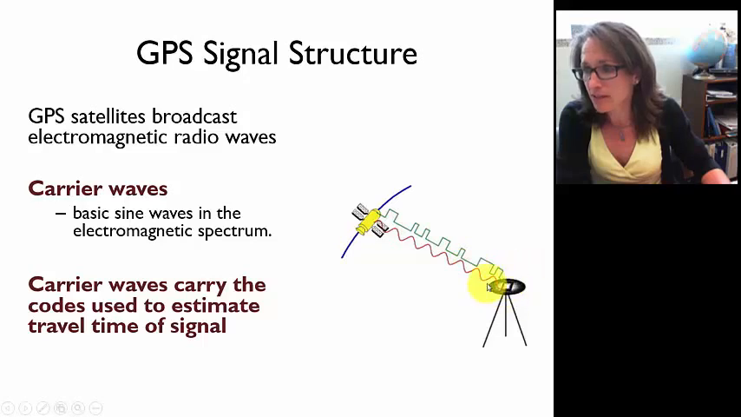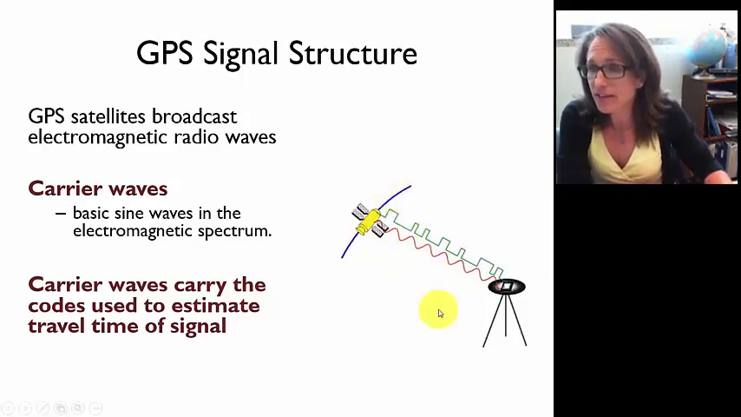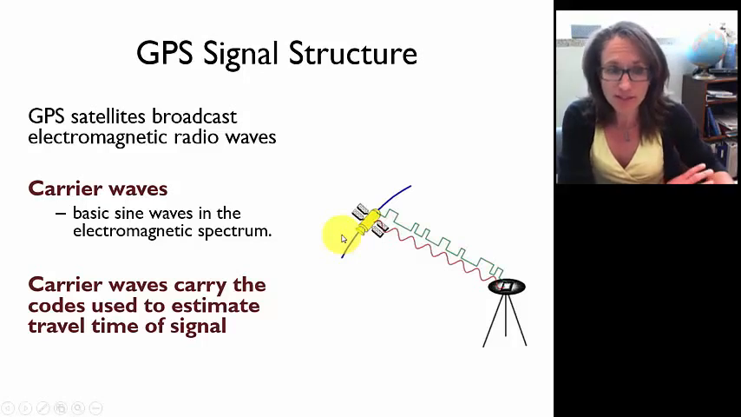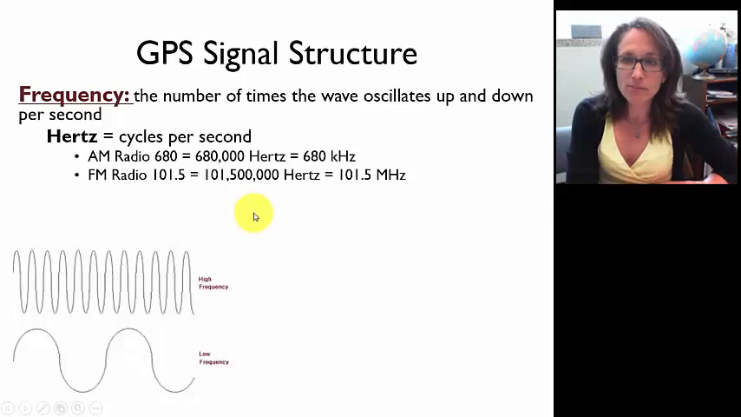Here's our GPS receiver on Earth. Here's our GPS satellite out in space, and there's our carrier wave. The carrier wave is just an electromagnetic radio wave, and it's used to carry some information or code that is used to estimate the travel time of the signal. So the carrier wave is just a sine wave that's carrying a code. And let's review a little bit about waves.